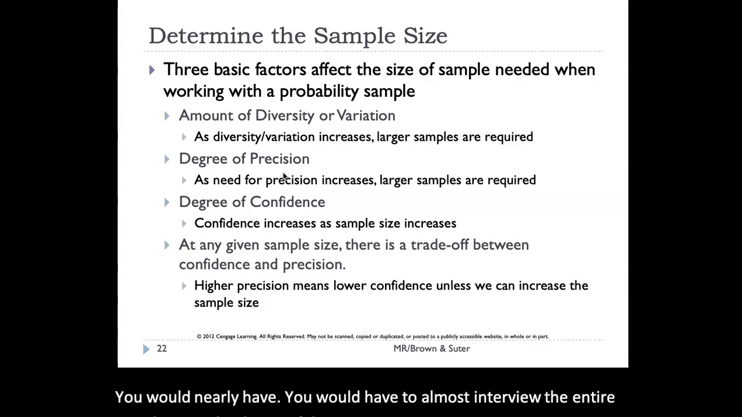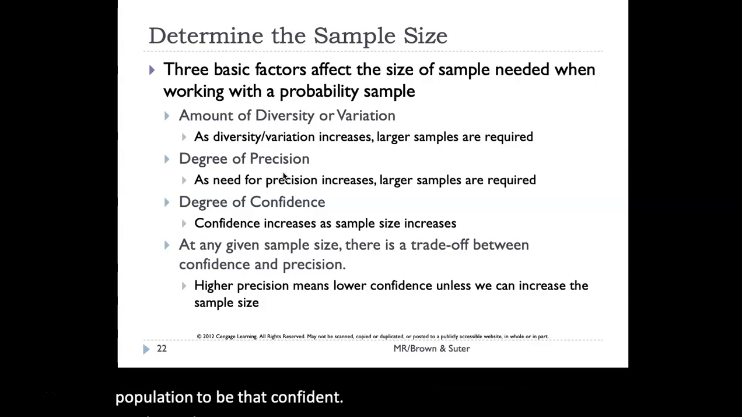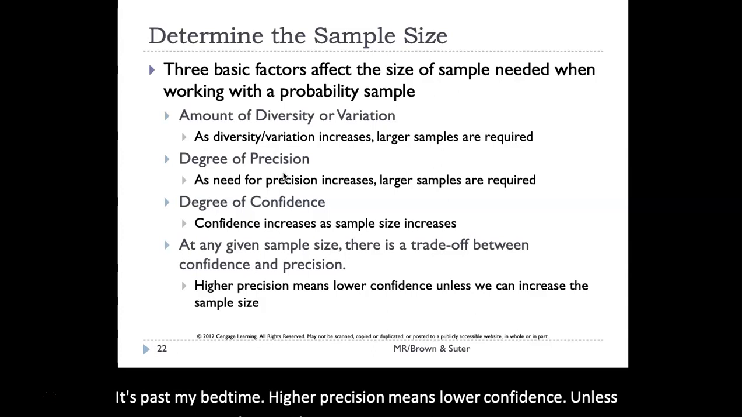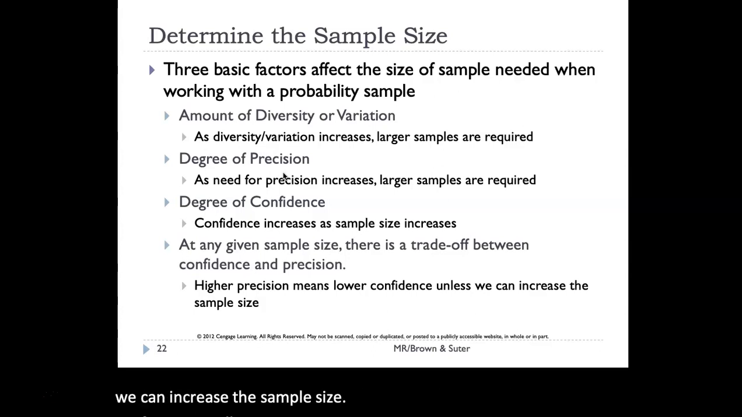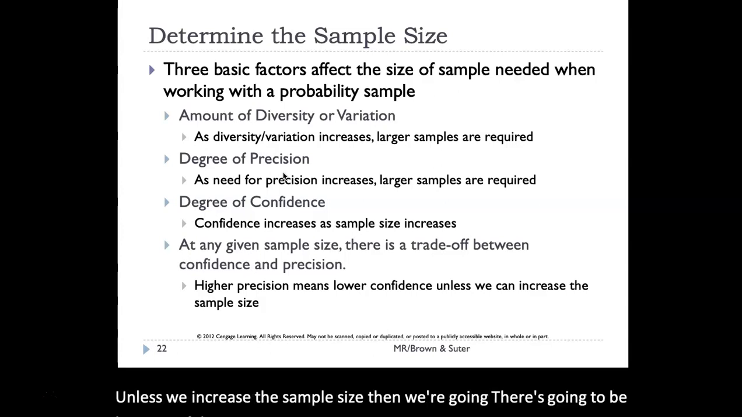So obviously at any given sample size, there are trade-offs between confidence and precision. Higher precision, can't say that word tonight. That's because it's 10:30 and it's past my bedtime. Higher precision means lower confidence unless we can increase the sample size. Okay? So if we get really precise, unless we increase the sample size, then there's going to be lower confidence in those answers.